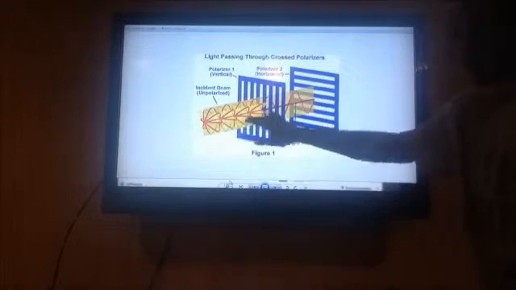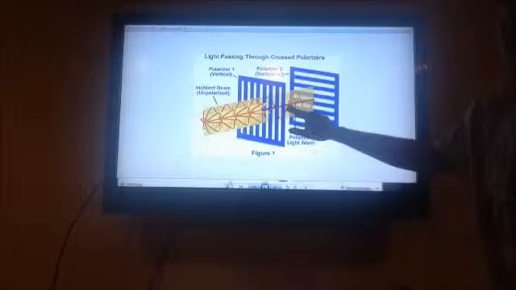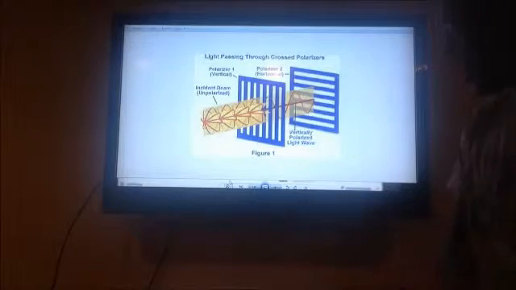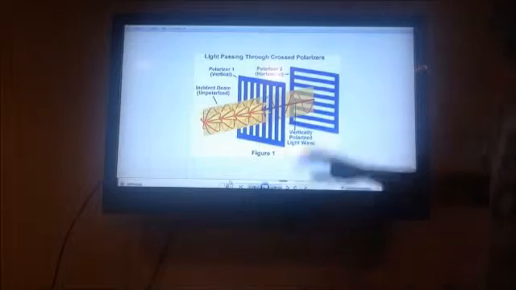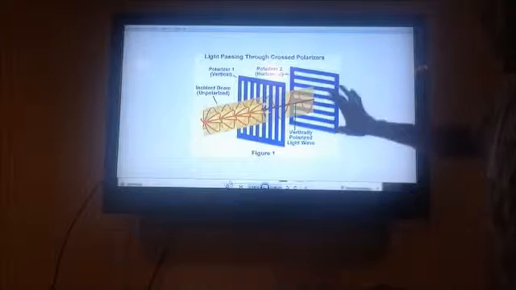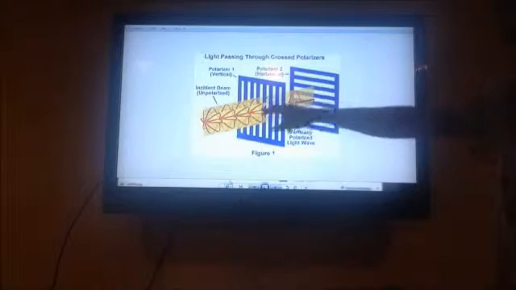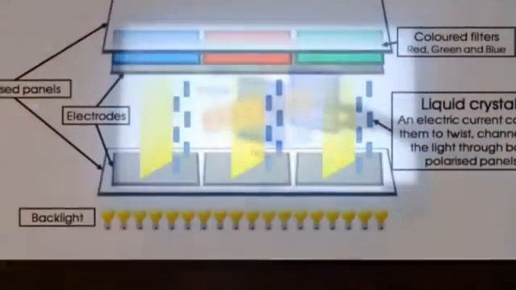Once the wave makes it through the polarizer, the wave is then polarized itself. It becomes a vertically polarized light wave. And it won't be able to pass through the second polarizer because now it is a vertically polarized wave and not horizontally.